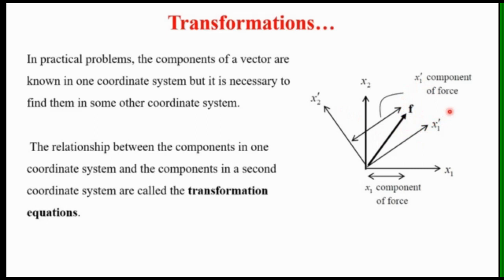Then the relationship between the component in one coordinate system and in the second coordinate system is called the transformation equations. This force F, the relationship between the first coordinate system x1 and x1 dash, is by some transformation equations. This relationship is called transformation equations.